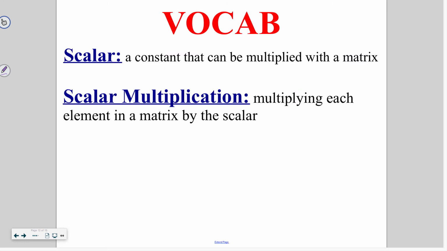Last thing we have to talk about is a scalar. This is another type of matrix operation where we are using multiplication. So the scalar is just like any other number that we would multiply with. It's just got a specific name. And scalar multiplication means multiplying each element in the matrix by the scalar. So essentially what this is saying is we've got a giant distributive property going on.